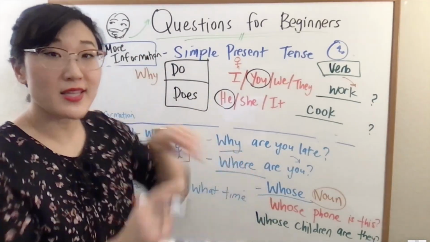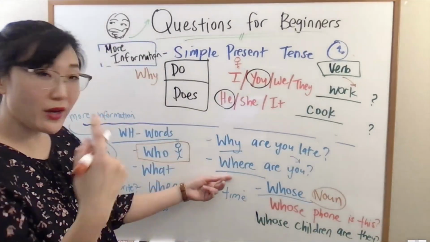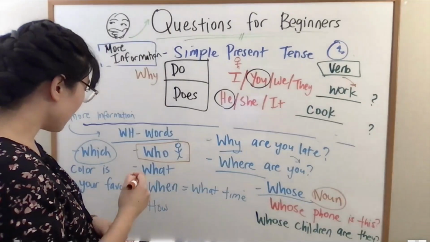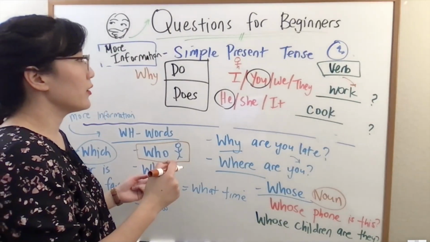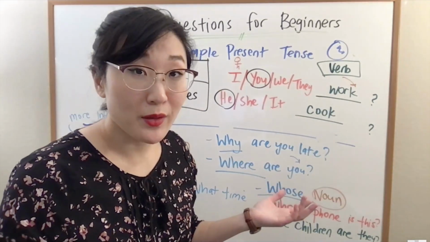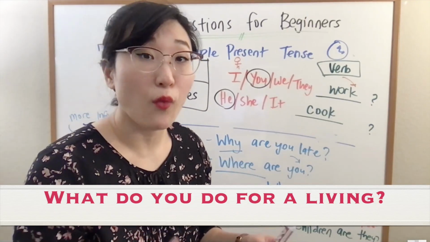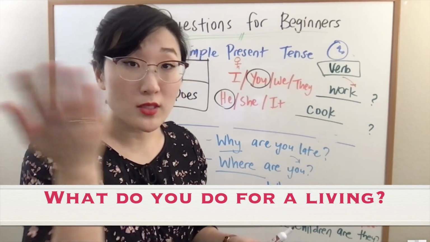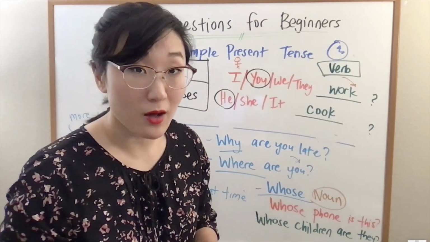When? What time do you work? Where? Location. Where do you work? What do you do? What is your job? Usually people ask you, what do you do for a living? What do you do for a living means, what is your job?